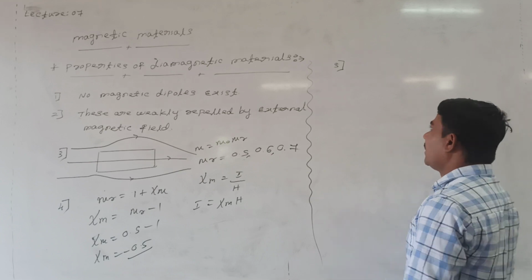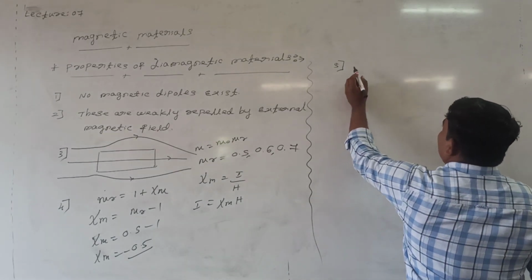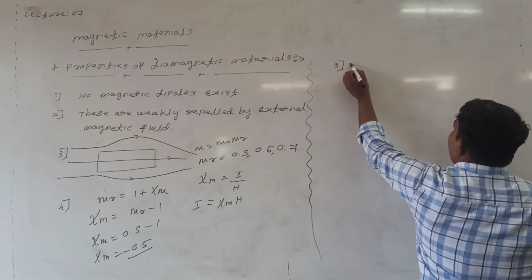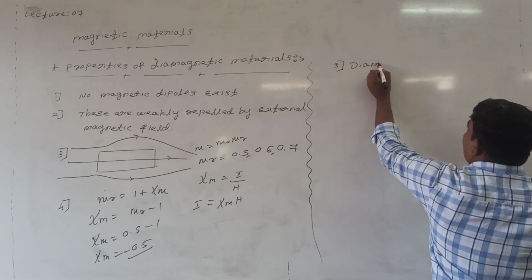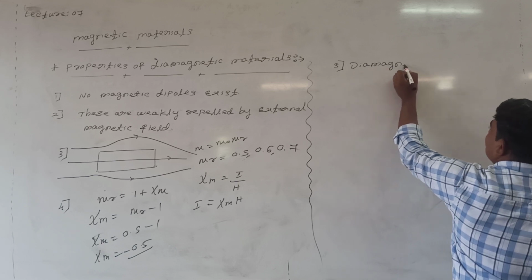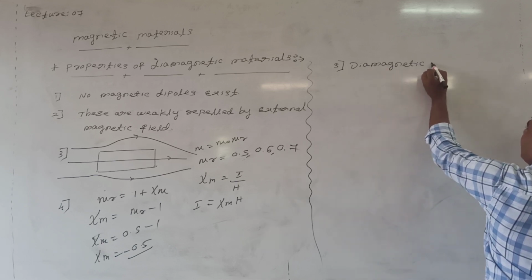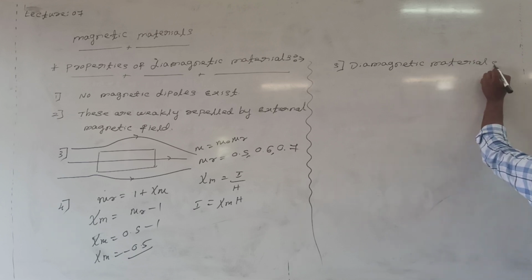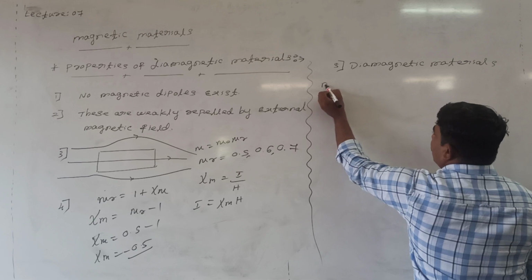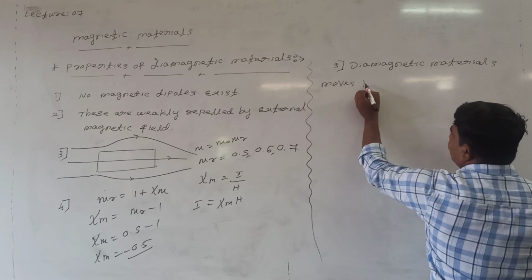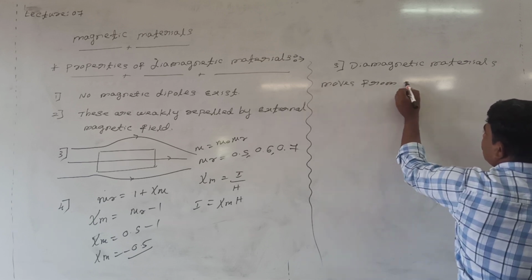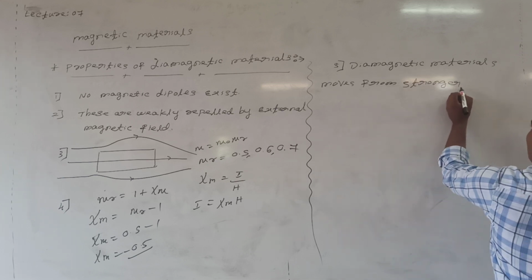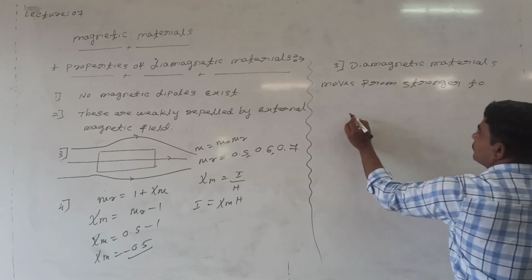Look at me here. So what is the fifth property? When a diamagnetic material is placed in a non-uniform magnetic field, it moves from stronger region to weaker region.